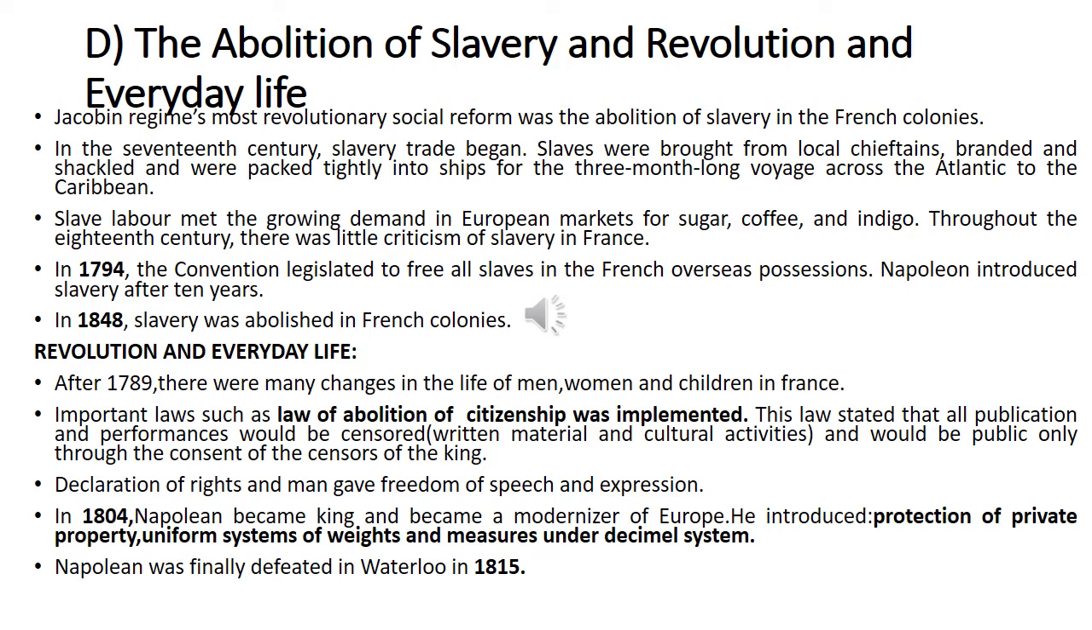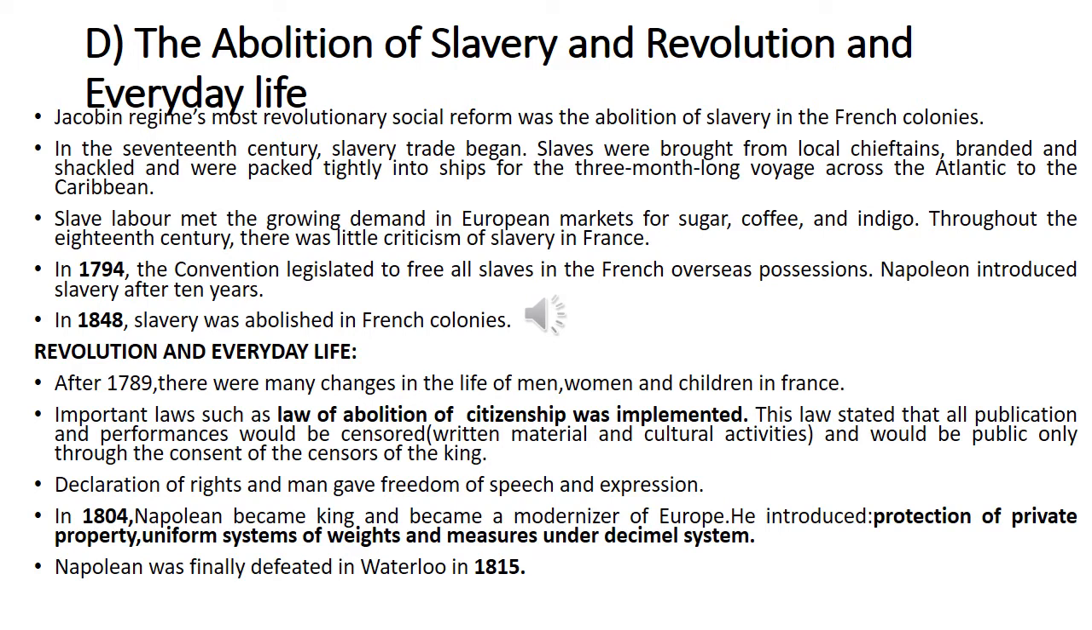French merchants sailed from the ports of Bordeaux or Nantes to the African coast, where they bought slaves from local chieftains. They were all branded, shackled, and packed tightly into the ship for a 3-month-long voyage. Throughout the 18th century, there was little criticism of slavery in France.